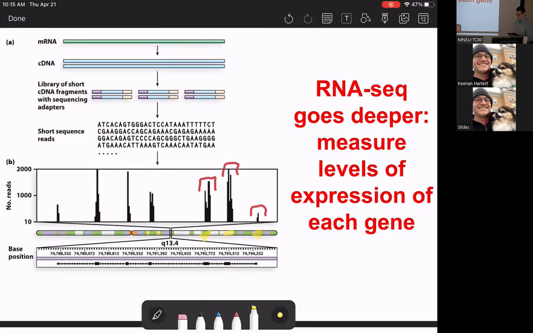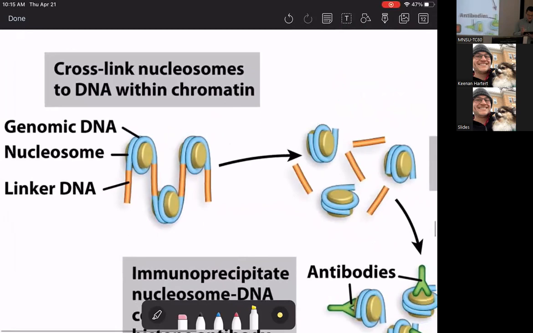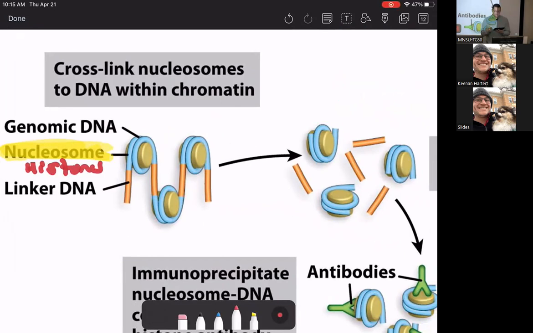All right, next fun character, ChIP-seq. Let's see what this does. We'll go step by step, this is a fun one. So, nucleosomes, remember those are histones. What we can do is take a cell, kind of freeze it in time with formaldehyde. You don't have to know that detail. Mainly, I want you to know the goal of this and what you can accomplish with this. So if you freeze the cell in time, you freeze what the histones are grabbing onto, what genes are silenced, right? Because if they're tightly wound by histones, it means they're off, right?